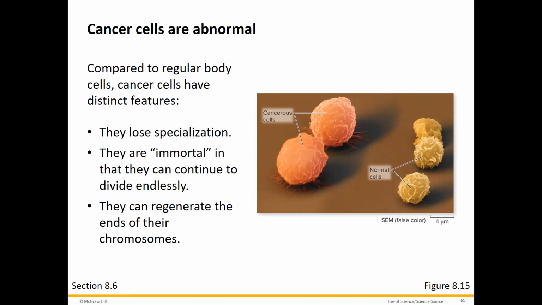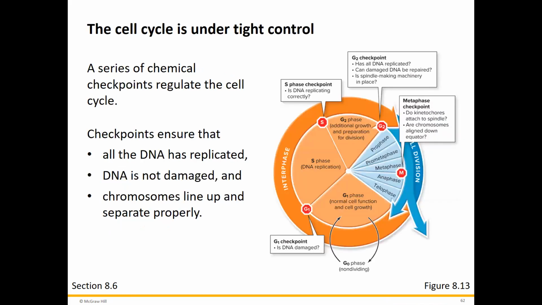They are immortal. They are able to continue to divide endlessly, which we'll investigate and explain, and they can regenerate the end of their chromosomes. And again, we're going to investigate that as we continue through the chapter. The cell cycle that we investigated in the first part, we will continue and look at a little closer.